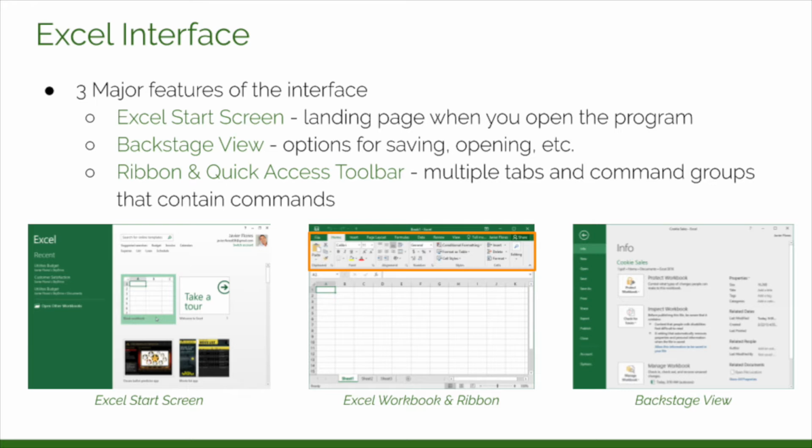Next is the Backstage view, which you will access by clicking the File button in the left-hand corner. This will provide you options for saving, opening other documents, printing, etc. The ribbon and quick access bar are multiple tabs and command groups that will contain commands that help you utilize the program. So if you wanted to, say, insert a function or insert a table, you would do this via the ribbon.